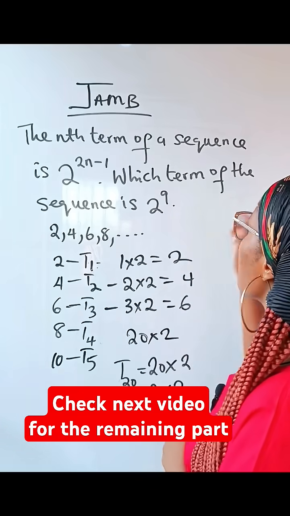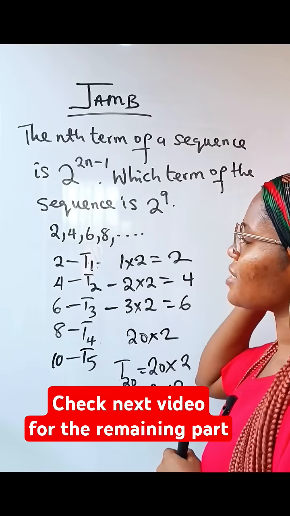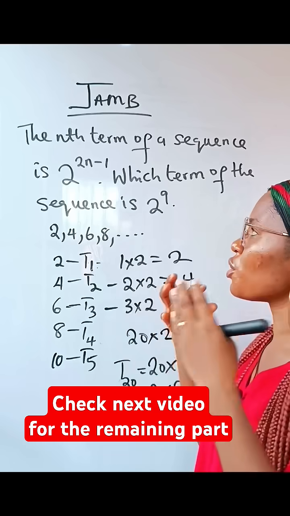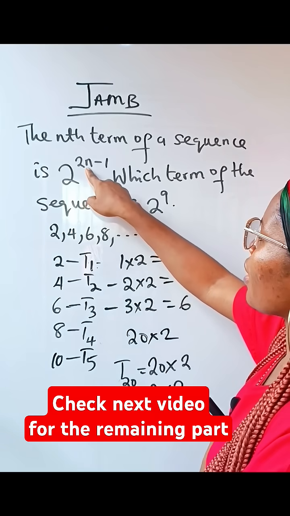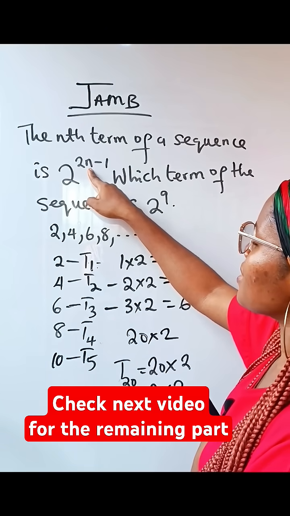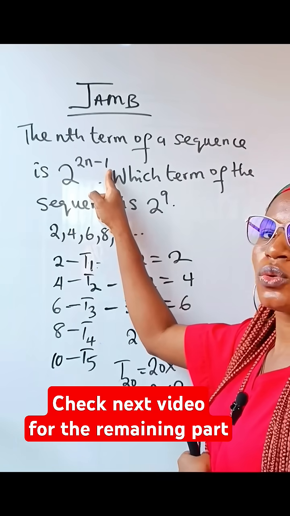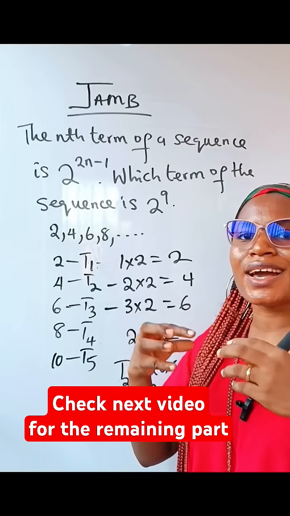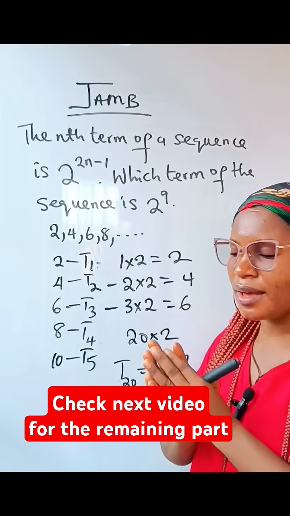Now, back to the question. If you look at this question, you notice that we are given a formula. So it means that for a particular sequence, if you want to get any term in that sequence, all you need to do is plug in. Say you want to get the 10th term, all you need to do is plug in 10 here and say 2 times 10, which is 20. 20 minus 1 will give you 19. So if you say 2 times 2 to the power of 19, you will get the 10th term of that sequence. I hope this is clear.